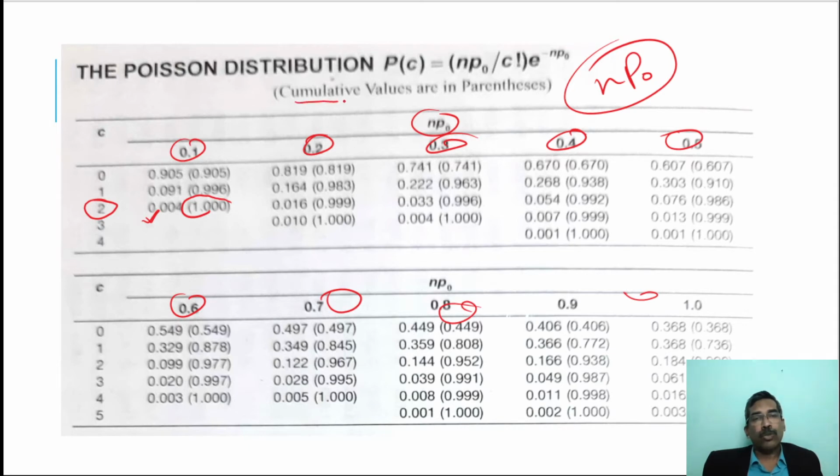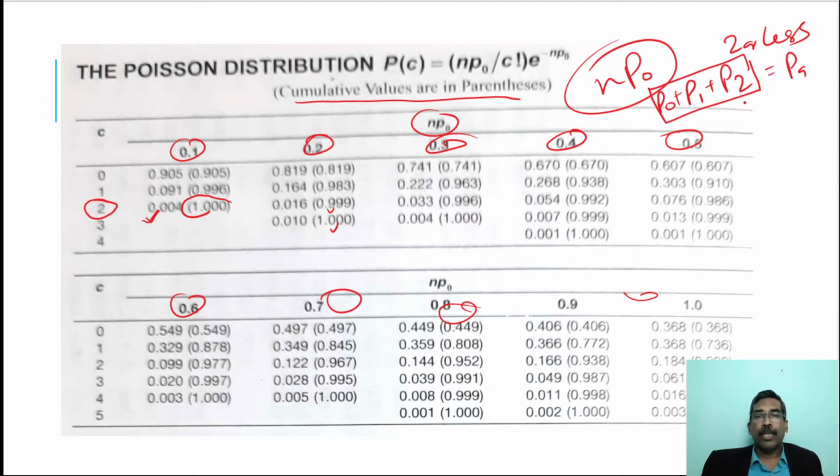The bracket term shows the cumulative value. In the parenthesis, this is the cumulative value. Cumulative value means if you want to find the number of defectives 2 or less, then it is P0 plus P1 plus P2. So this is the probability of acceptance. If the number of defectives is 0, 1, 2, then this is PA. If this is more than 2, then it is rejected. So PA will be equal to 1 minus PR.